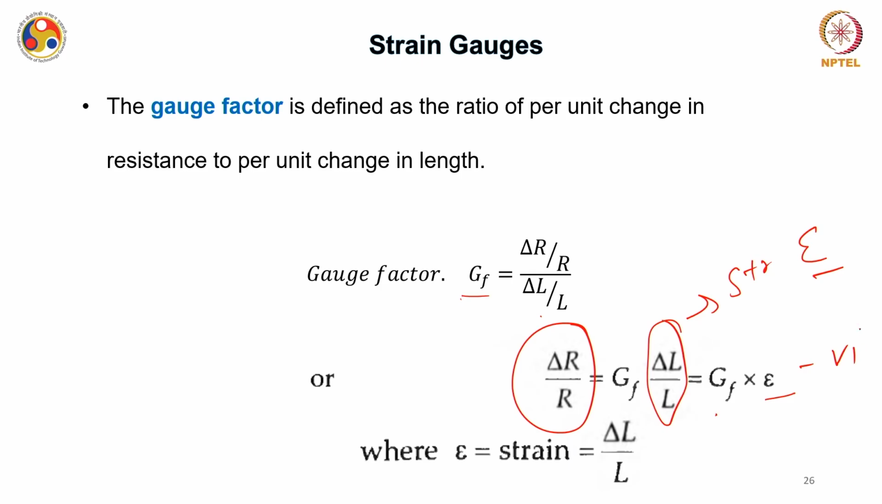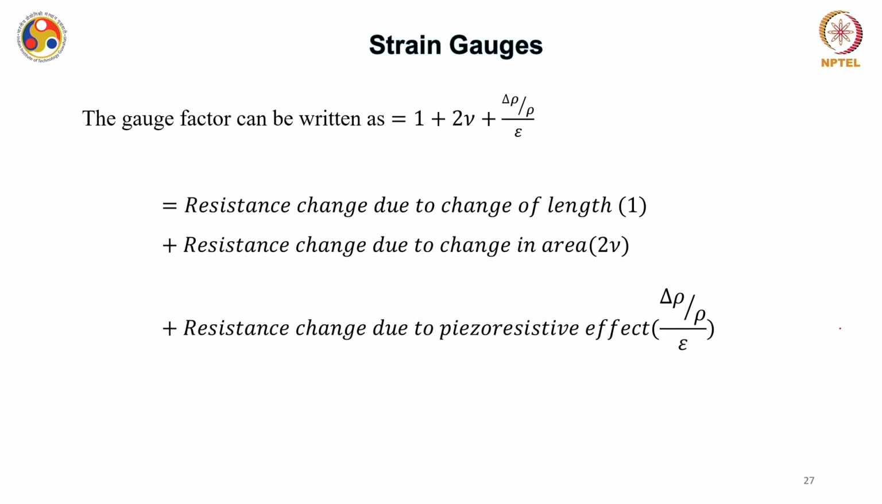I call it equation 6. Now the gauge factor can be written from this equation as 1 plus 2 into the Poisson's ratio plus del rho by the strain. So this is equal to the resistance change due to change in length, the first factor, plus the resistance change due to change in the area, this factor, plus the resistance change due to the piezoresistive effect. This is how you can write the gauge factor.